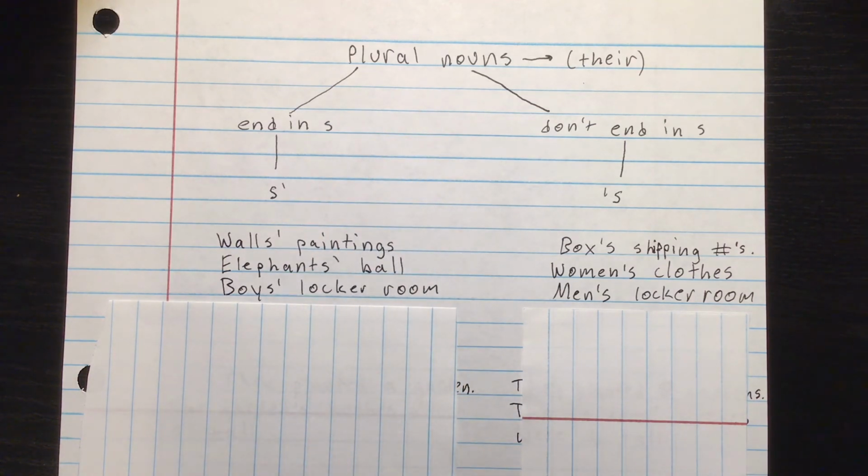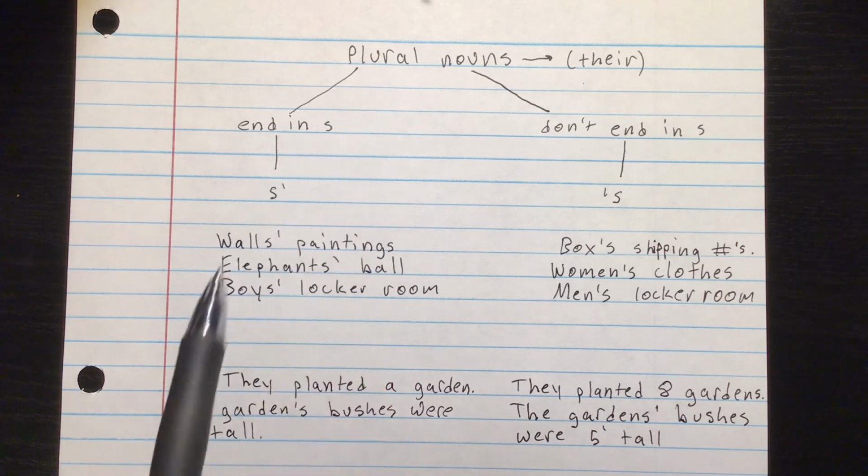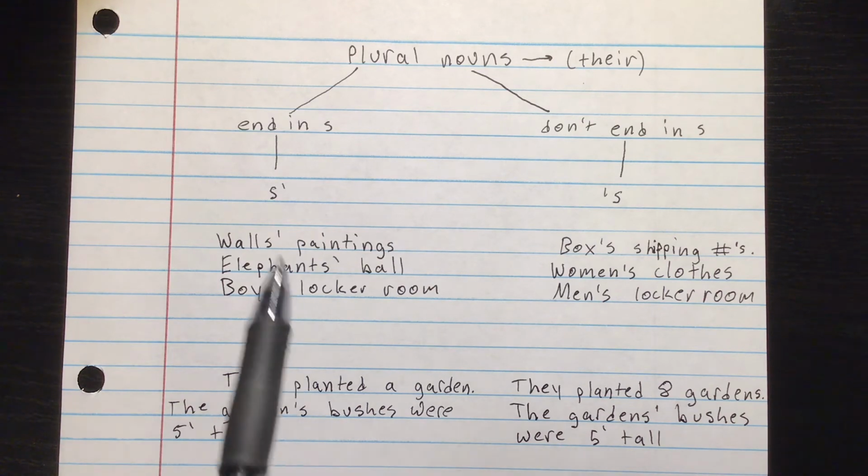If we look at a couple sentences down here, you have to rely on context clues to tell you whether you're talking about a plural noun or a singular noun. So sometimes you're going to have to look through the passage to give you the answer. For example, what we have here are two sentences, the difference being garden apostrophe S or gardens apostrophe. So we use an apostrophe S if we're talking about a singular noun, and we use S apostrophe if we're talking about a plural noun that ends in S.